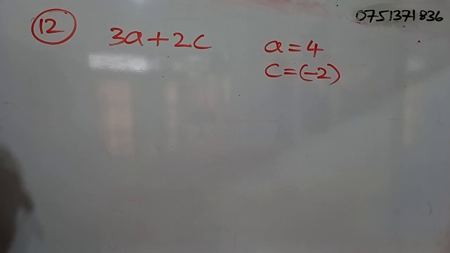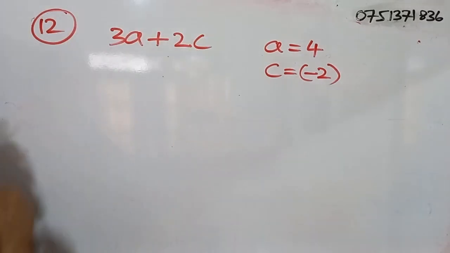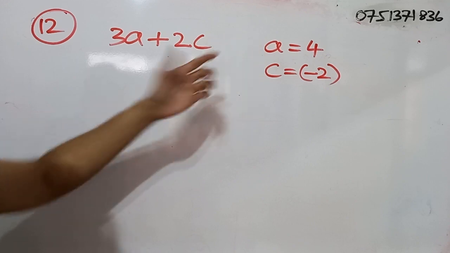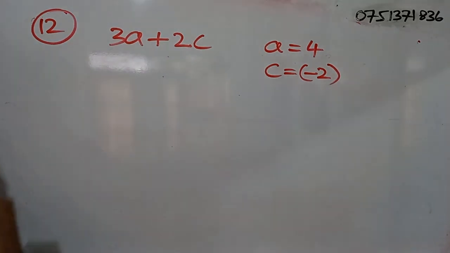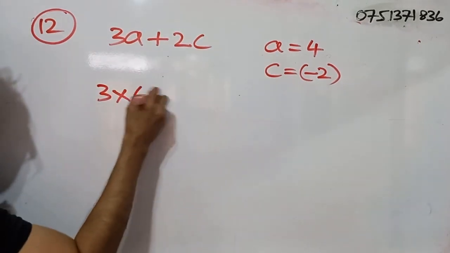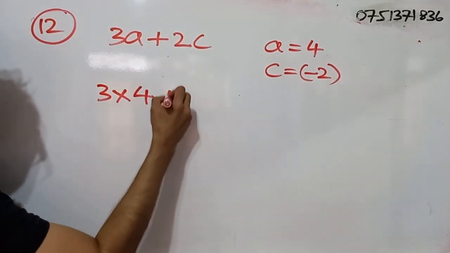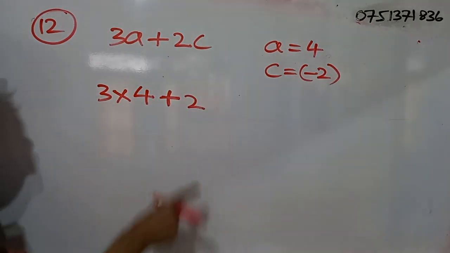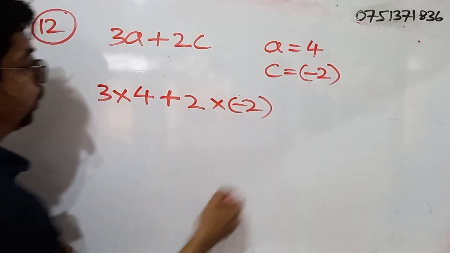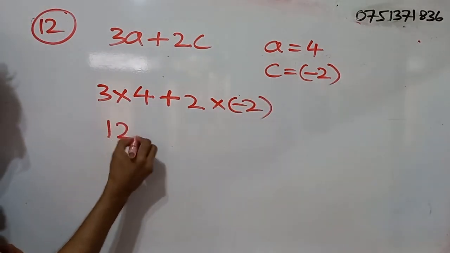Right, question number 12. So we have been given this expression and we have to substitute these two values and come up with the answer. Right. So 3a means 3 into a. What is a? 4, plus 2 into c. So what is c? Negative 2. So 3 into 4, that is 12.